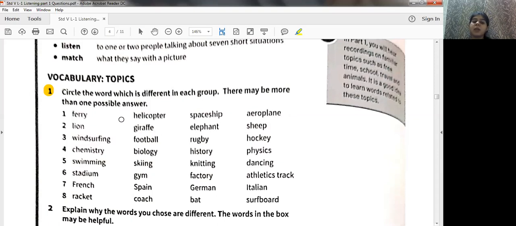But when we talk about ferry, students, do you know what a ferry is? I'll share with you, don't worry. First of all, you will underline ferry because it's the odd man out. A ferry is a ship which takes people on a ride in the water. So I'll be displaying the picture for you all.